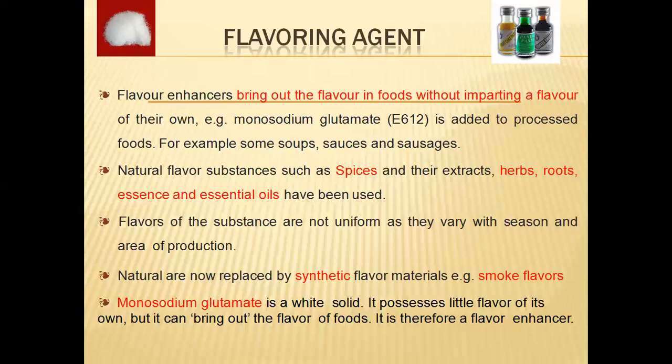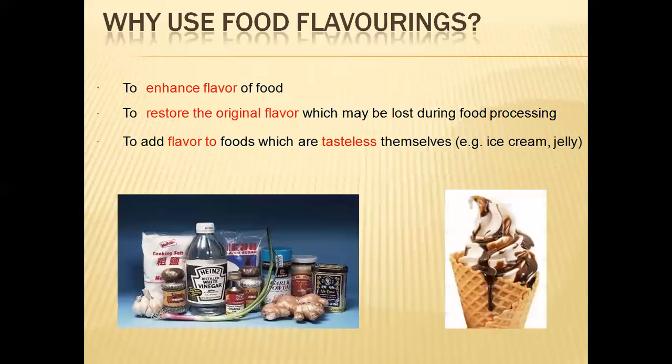So monosodium glutamate is a white solid, as you can see in the left-hand side top picture. It possesses little flavor of its own, but it can bring out the flavor of the food, and it is therefore a flavor enhancer, which is also known as Ajinomoto. Okay. Why use food flavorings? To enhance flavor of the food, to restore the original flavor, which may be lost during processing, and to add flavor to the food which are tasteless themselves. Example, ice cream and jelly, you add flavor enhancers.